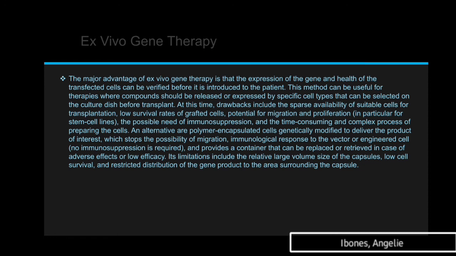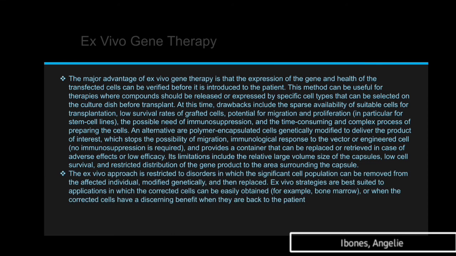An alternative is polymer-encapsulated cells genetically modified to deliver the product of interest, which stops the possibility of migration and immunological response to the vector or engineered cell, so no immunosuppression is required, and provides a container that can be replaced or retrieved in case of adverse effects or low efficacy. Its limitations include the relatively large size of the capsules, low cell survival, and restricted distribution of the gene product to the area surrounding the capsule.